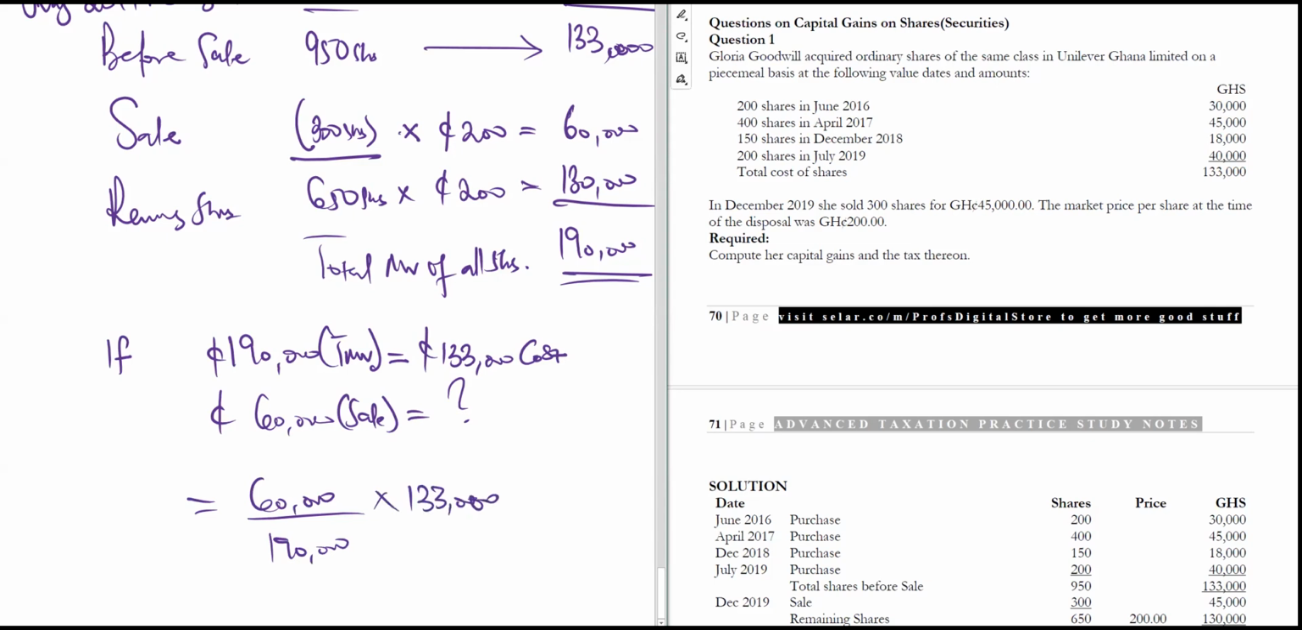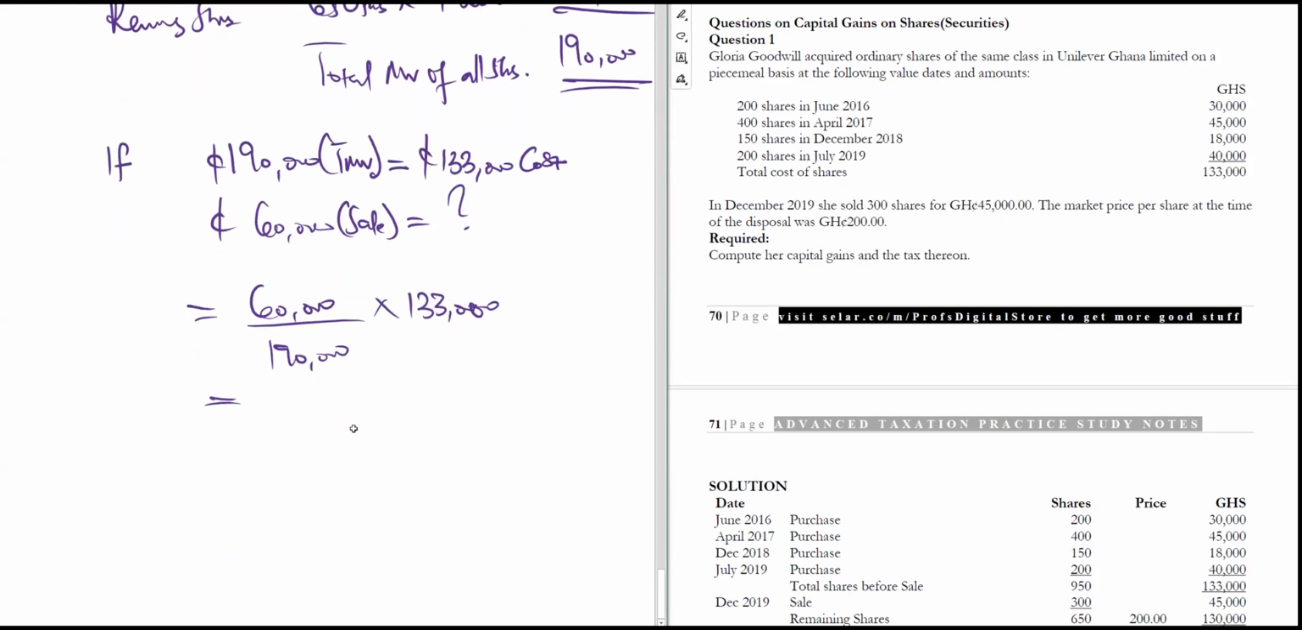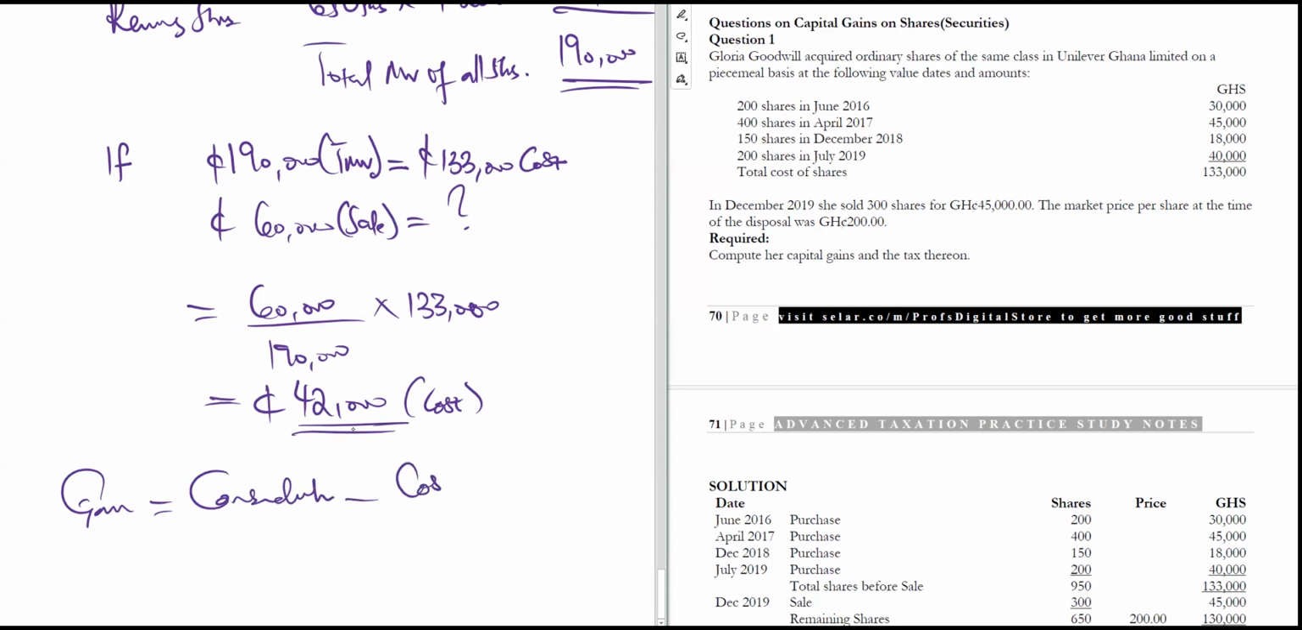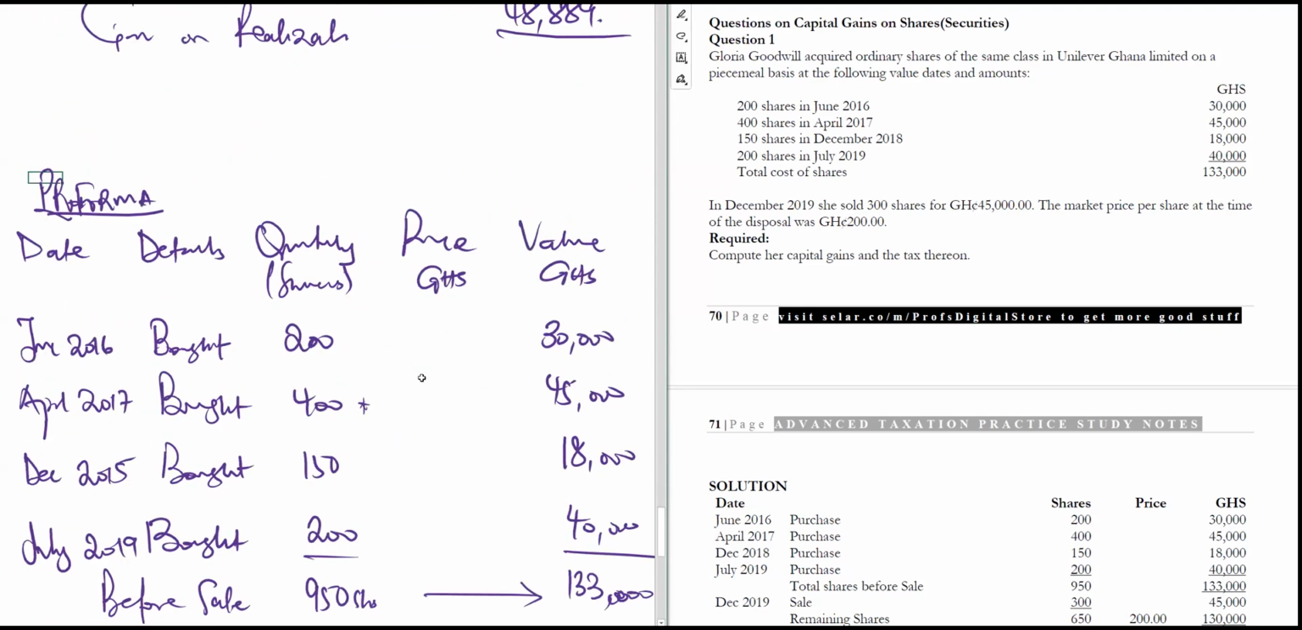And you end up with the original cost of these assets that you are selling. And what becomes their cost? It's 42,000. That means the shares that you sold, its cost equivalent is 42,000. So now what's the gain on realization? We know gain on realization is just the consideration received minus the cost. We sold this for 45,000, and the cost of these shares is 42,000. So you have a gain on realization of 3,000. Makes sense. So this is how we value shares under the Ghanaian tax law.